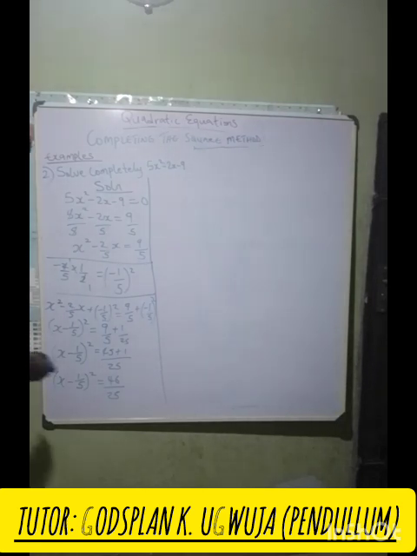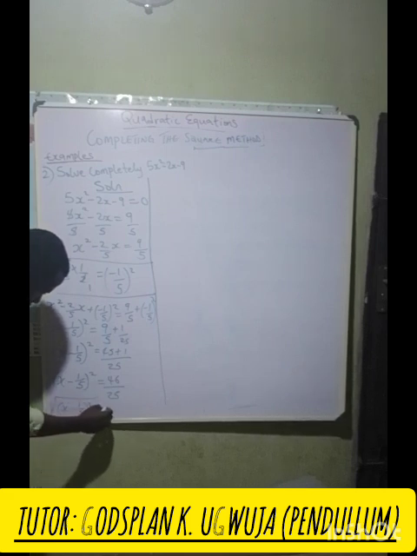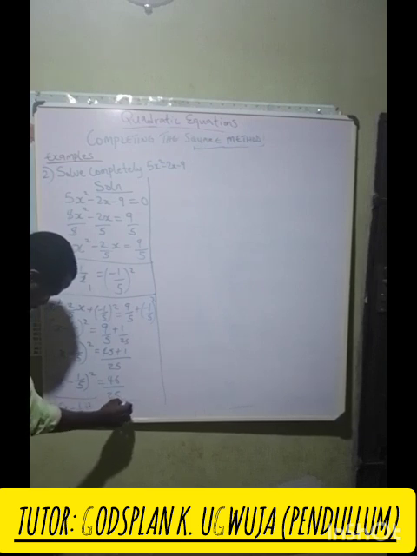Now we are going to take the square root of both sides. So we're going to take the square root of x minus 1 over 5 squared and the square root of 46 over 25.